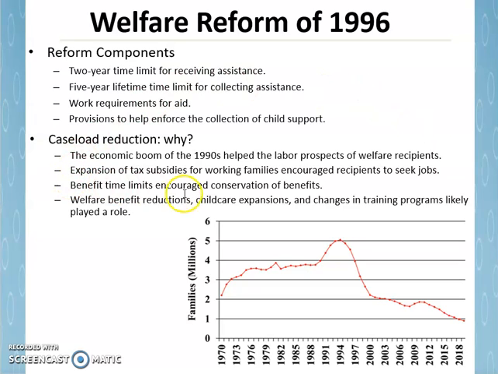There were also the benefit time limits, which is part of this program, that encouraged people to conserve their benefits and only go on welfare when they needed it. And finally, welfare benefit reductions, child care expansions, and changes in training programs played a role. There were incentives for businesses to offer more flexible scheduling to single parent households, and also provide daycare for working mothers and fathers. So a lot of things came around to help deal with this. And today, welfare is much more efficient and much smaller.